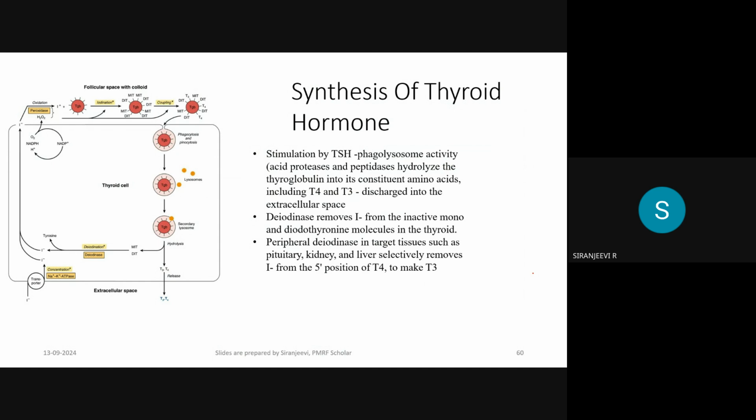So with stimulation by TSH, the phagolysosomal activity activates the acid protease, and then peptidase hydrolyzes the thyroglobulin into its constituent amino acids, including T4 and T3, which are discharged into the extracellular space. And the deiodinase removes the iodine from the inactive mono and diiodothyronine molecules in the thyroid, and peripheral deiodinase in target tissues such as the pituitary, kidney, and liver selectively removes the iodine from the fifth position to make T3, which is the active form.